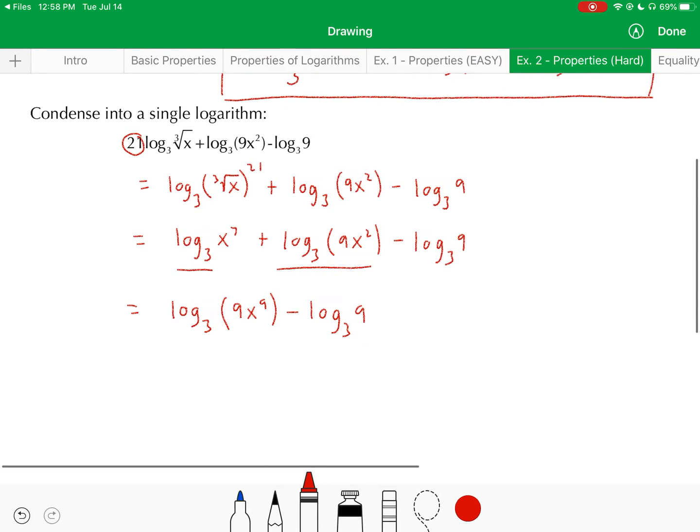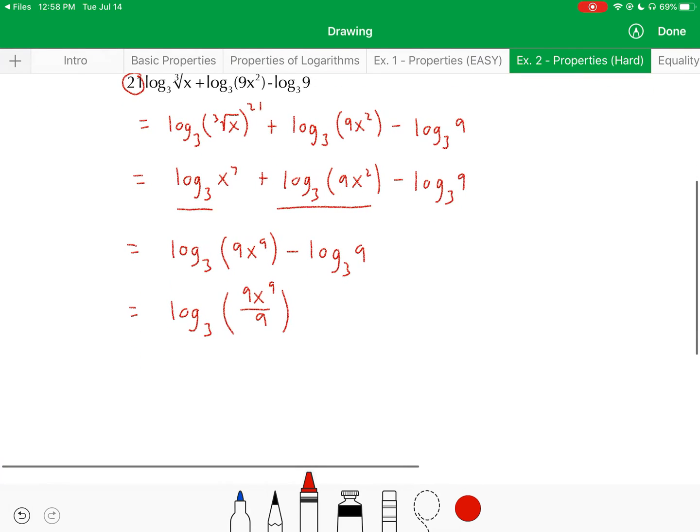And then I have two logarithms left over. There's subtraction between them, so now I can use a quotient property. I can think of this as log base 3 of 9x to the 9th over 9. And nothing against us being able to reduce these 9's away. And now I have log base 3 of x to the 9th. And that is as condensed as we can make this.